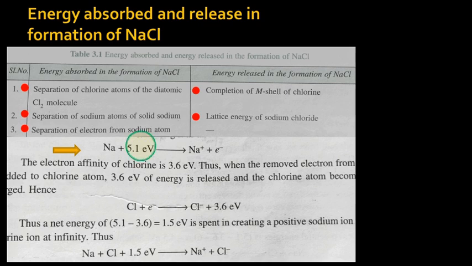So 5.1 electron volt is the energy which is needed to separate one atom of sodium, releasing one electron from the sodium and making a sodium ion. Chlorine atom takes in an electron, because chlorine has a good affinity for electrons and completes its octet shell, so 3.6 electron volt gets released.